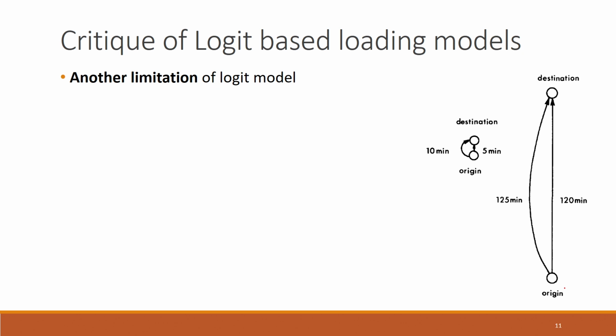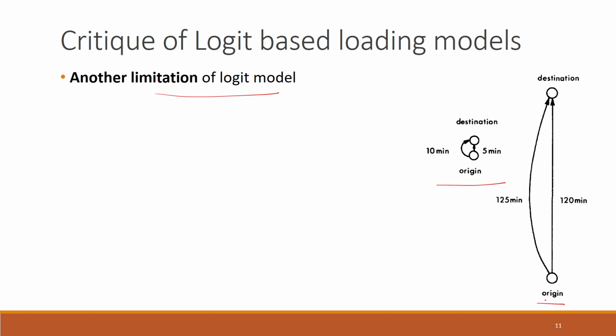Let us take a look at another limitation of this logit model. Take a look at this diagram here. There is one origin and one destination, but there are two cases here. In this first case, there are two paths connecting the origin to the destination, and here one of the paths has a measured travel time equal to 5 minutes, and the other path has a measured travel time equal to 10 minutes.